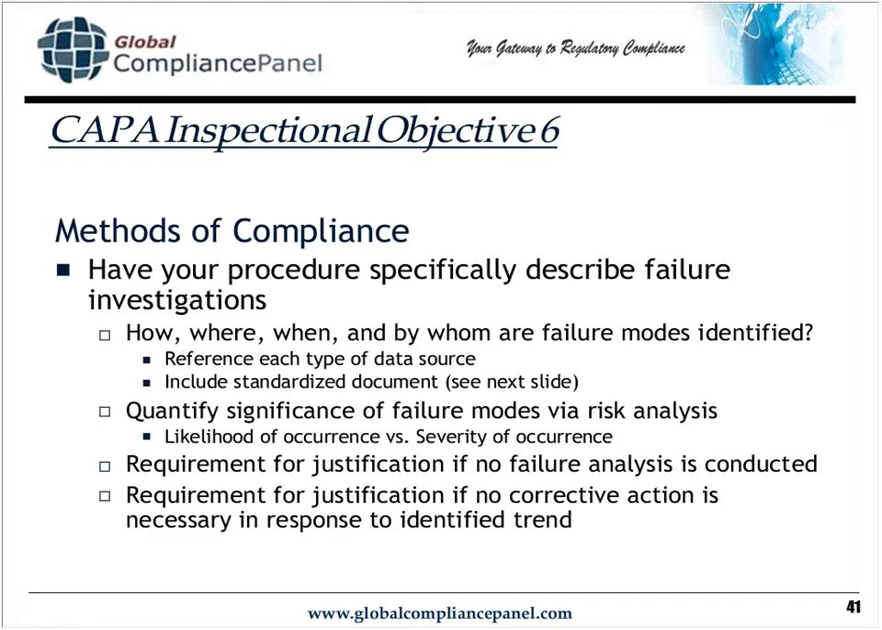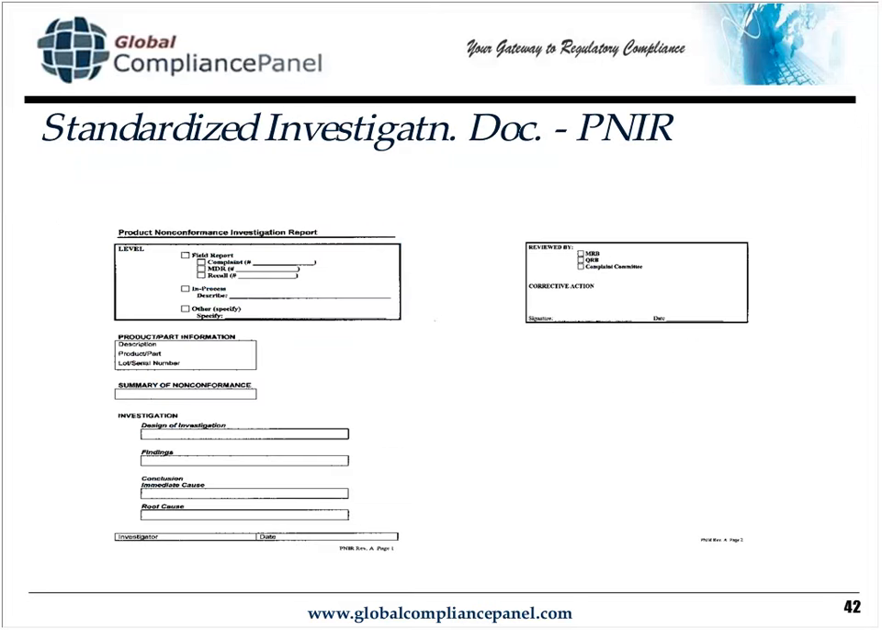And as you saw several slides ago, quantifying the significance of the failure modes is done by a risk analysis of graphing likelihood and severity and determining that since you have an acceptable risk level, you don't need to take any sort of further actions. Also make sure that your procedure requires justification if no failure analysis is conducted and if no corrective action is necessary in response to a trend.